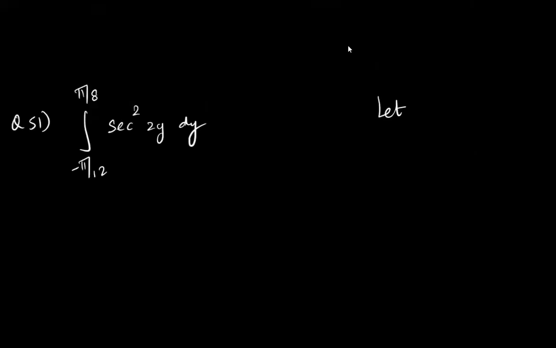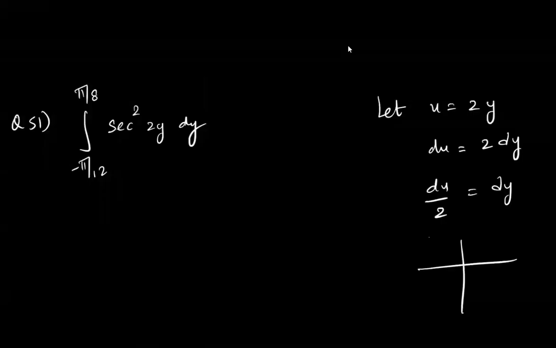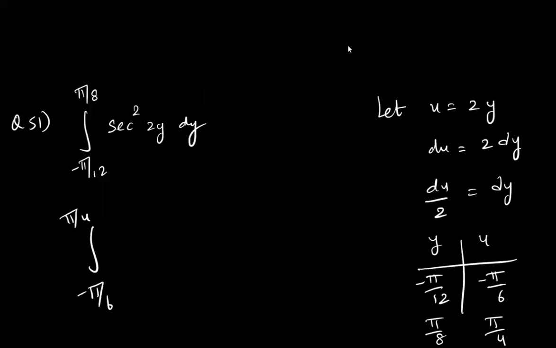Here, let u be 2y. du is 2 dy. But I have only a dy, so that is du over 2. I convert between y and u. When my y is negative pi over 12, my u is negative pi over 6. When this is pi over 8, it is pi over 4. So basically, I'm switching between negative pi over 6 and pi over 4.